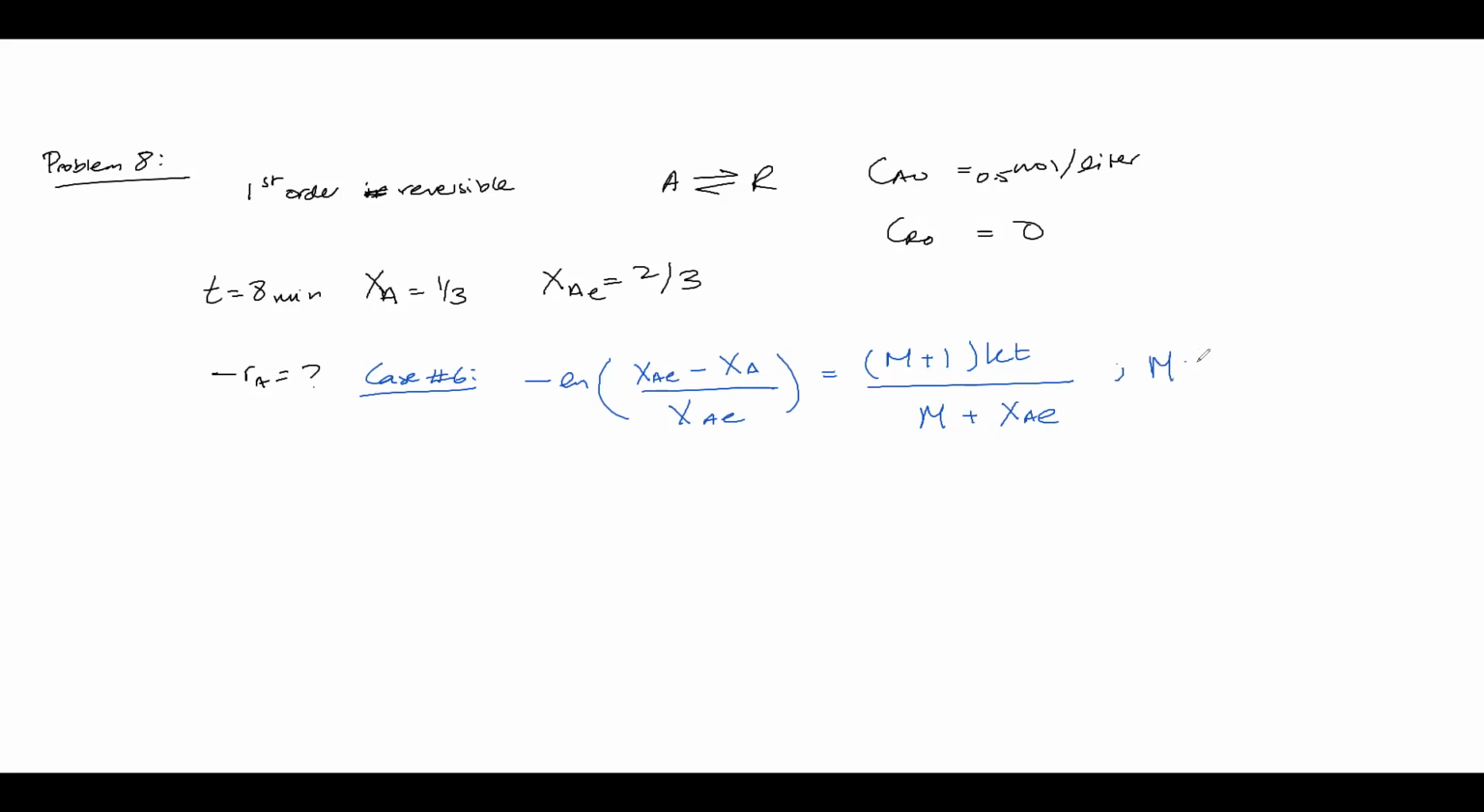And you need to recall that M is equal to CR naught over CA naught, which in this case is equal to 0 because CR naught is 0. So this really simplifies this expression. So I'm going to get minus ln of (2/3 minus 1/3) divided by 2/3, and this is equal to k, time is 8 minutes, divided by M is 0 plus XAe, which is 2 over 3.